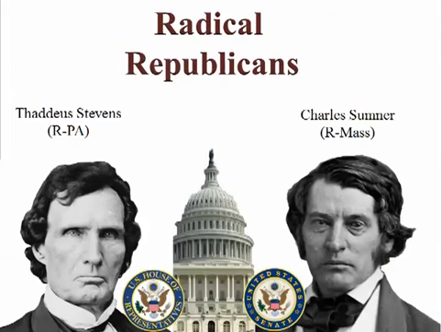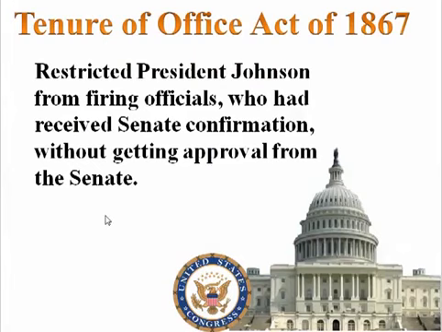So we talked about how these guys passed this Tenure of Office Act, which basically restricted President Johnson from firing officials without getting Senate approval. These officials were usually nominated by Abraham Lincoln. The one he's going to fire was nominated by Abraham Lincoln, and the Senate confirmed Lincoln's appointment, and then he was put in office. Now, when you're confirmed by the Senate, that's a checks and balances that we talked about in the beginning of the class.